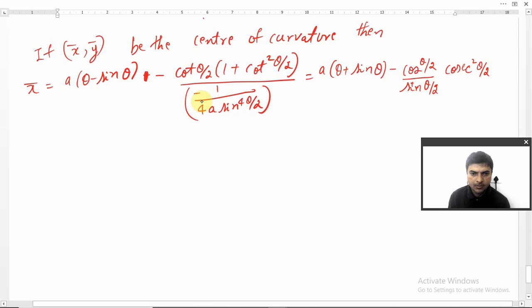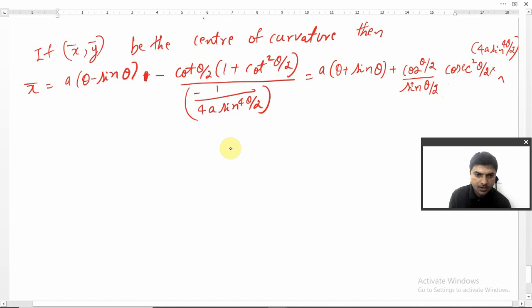And if you see this, minus 1 into minus will make this plus, and 4a sin raised to 4 theta by 2 I will take in this numerator, so it will become 4a sin raised to 4 theta by 2. This is what you will get in the simplification. Further, a into theta plus sin theta, and then here sin will get cancelled, here cosec will get cancelled.